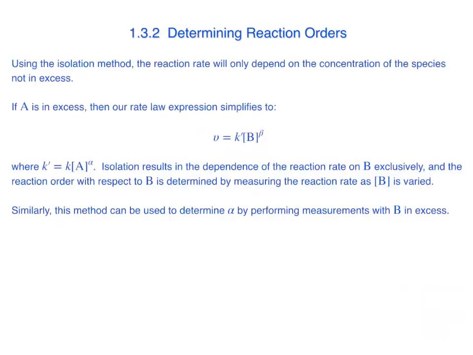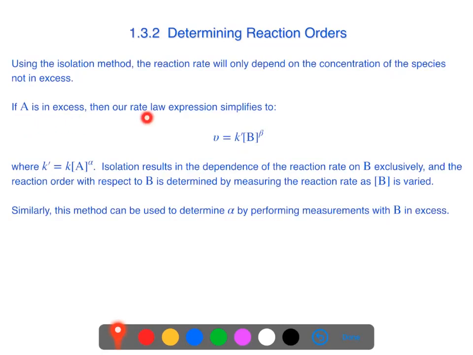Using the isolation method, the reaction rate will only depend on the concentration of the species not in excess. So if we look to our previous example, if A is in excess, then our rate law expression will simplify to the following. We'll have the overall rate of the reaction equal to a new rate constant we refer to as k prime times the concentration of B to the power beta, where k prime is equal to the rate constant for this reaction multiplied by the concentration of A to the alpha.